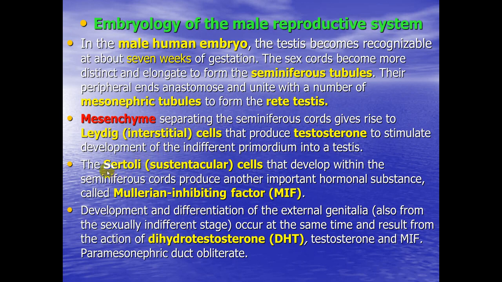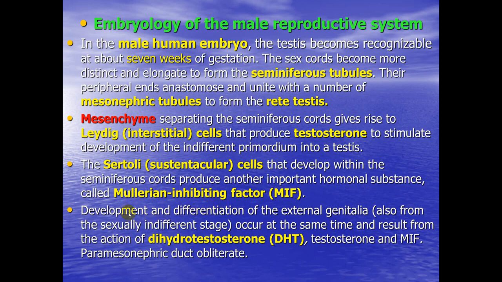The second very important event takes place when the Sertoli cells develop. Sertoli or sustentacular cells develop within the seminiferous cords, and these cells produce another very important hormonal substance called Mullerian inhibiting factor, international abbreviation MIF.